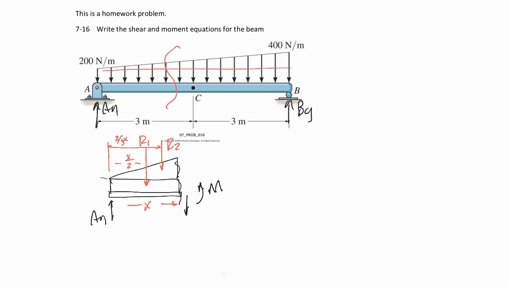This is going to be 200, which you've already got, and this one will have some y equal to x over L times an h value that you need to figure out. Anyway, once you do that, you just follow those steps as we just did before. Sum of the forces in the y to get the shear, and sum of the moments about some point to get the moment equation.